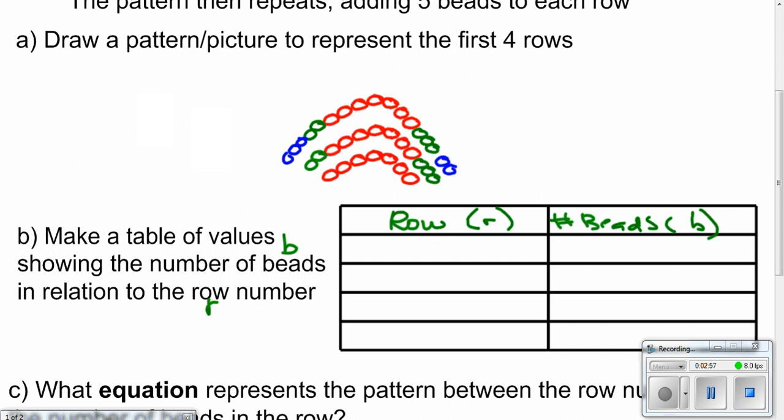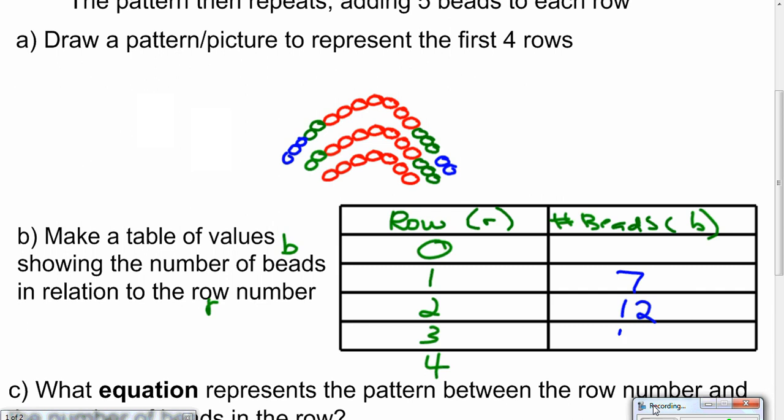So we have row, let's go row 0, 1, 2, 3, and then 4. And so row 1 had 7. We added 5 more, so there are 12. And then we added 5 more, 17. And then if you added 5 more again, you should get 22. So hopefully you notice a pattern in those numbers.